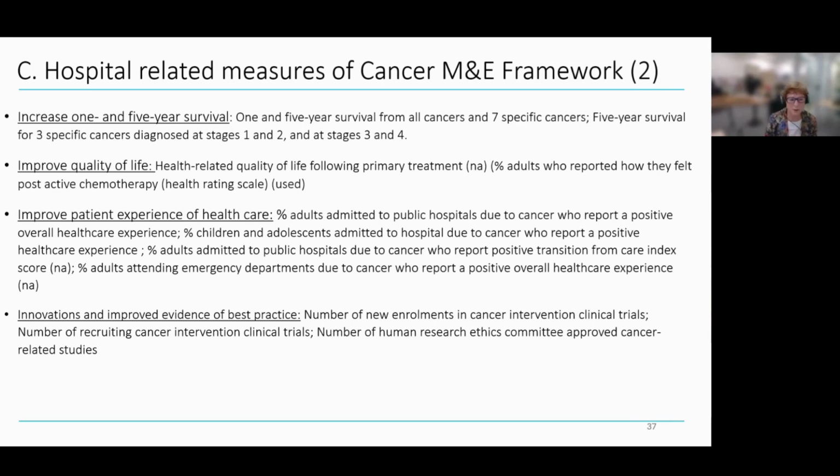Another domain is improving patient experience of healthcare, and there are a number of measures in the framework that relate to the Victorian Healthcare Experience Survey, as well as the Cancer Experience Survey. And then there is a section on innovations and improved evidence of best practice. And again, they are very relevant to the work of clinical trials within hospitals. So there's a lot within the cancer monitoring and evaluation framework that can be used to assess or consider the impact of the VIX and demonstrate that impact.